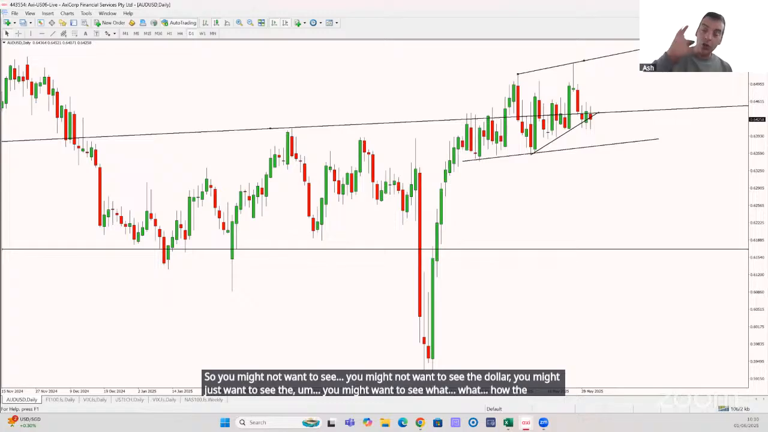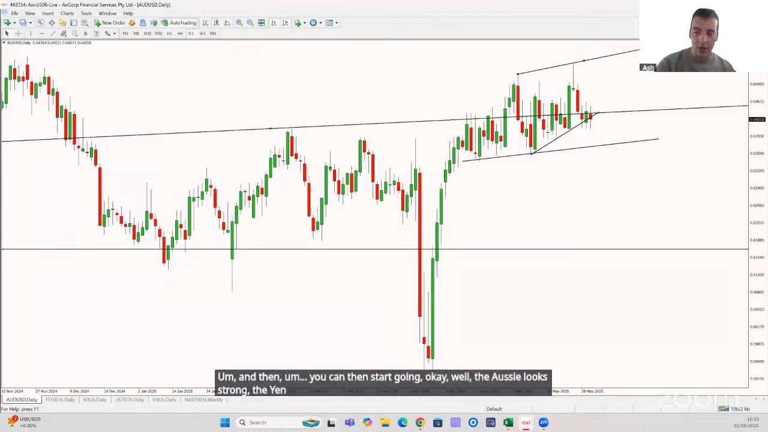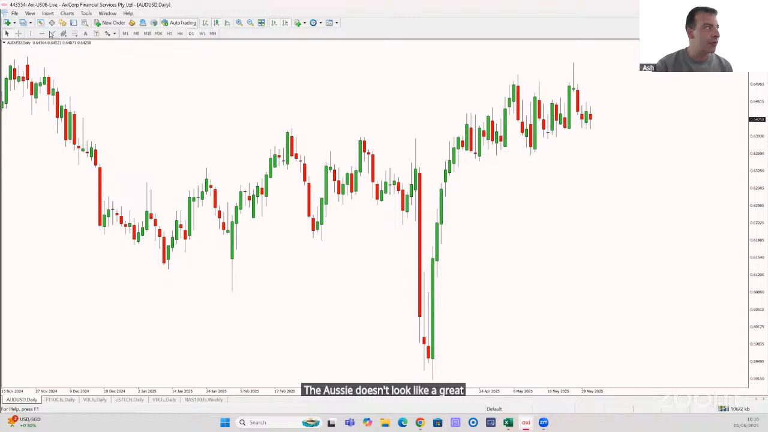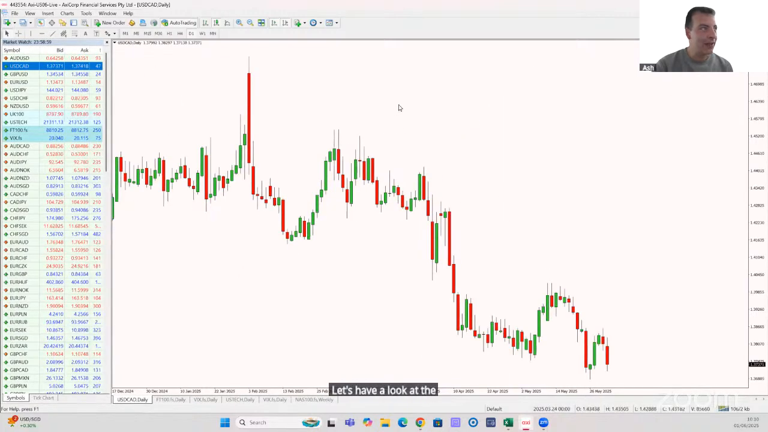how the currencies look against the dollar, and then you can start going, okay, well, the Aussie looks strong, the yen looks weak, as an example. So you take a position on that. But from what we can see here, this doesn't give us any real clear information. So the Aussie doesn't look like a great currency to start with. Let's have a look at the dollar CAD.